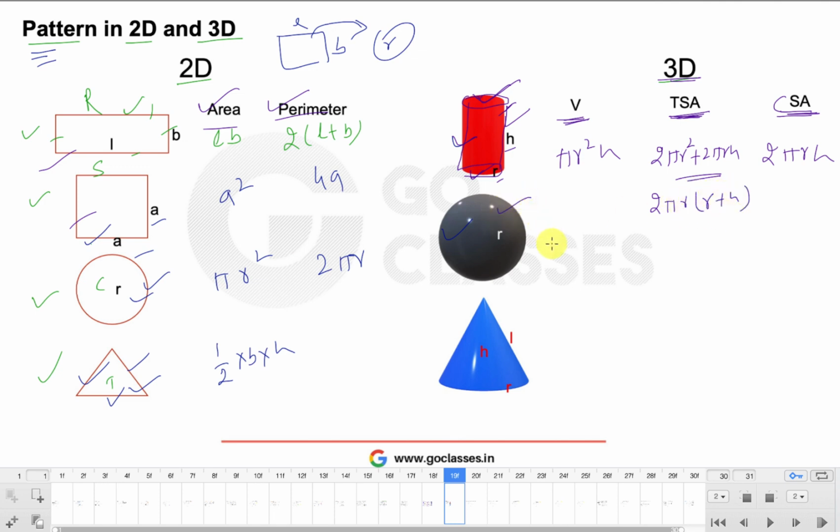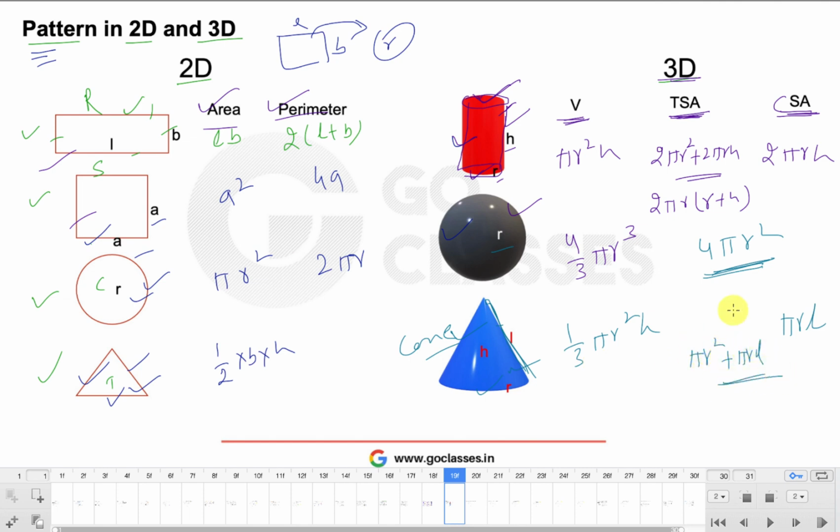In a sphere, volume is 4 by 3 pi r cube and surface area is 4 pi r square. There is no curved surface area or total surface area. There is only one area, that is 4 pi r square. This is called a cone. The volume of a cone is 1 by 3 pi r square h. Curved surface area is pi r l. L is this slant height. Okay, and total surface area will be pi r square plus pi r l. Mostly the volume formula will be in use, but you should know all these formulas.